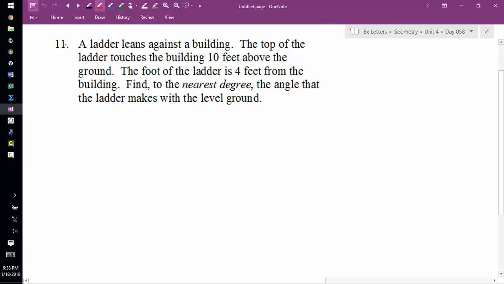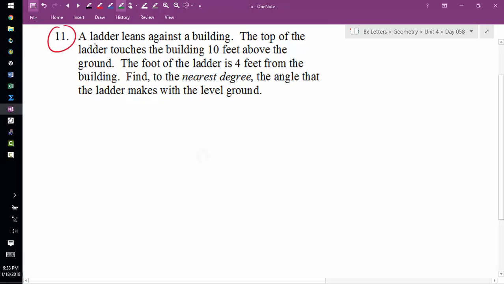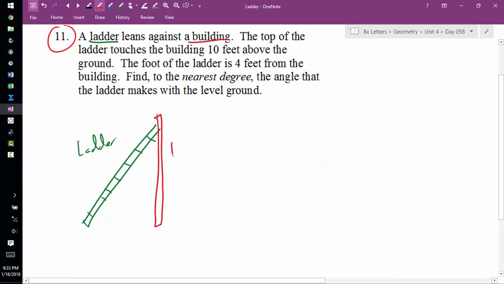Number 11. Surprise, surprise. We have a ladder. So I'm going to draw my ladder. Getting a little tired of drawing these ladders. And another surprise. Guess what it's leaning up against? It's leaning against a building. Yay. Let me guess. It's going to hit the top of the ladder.